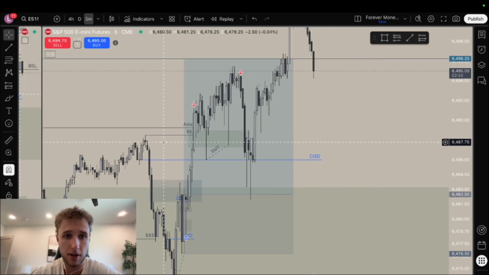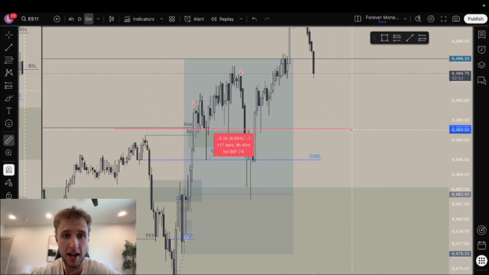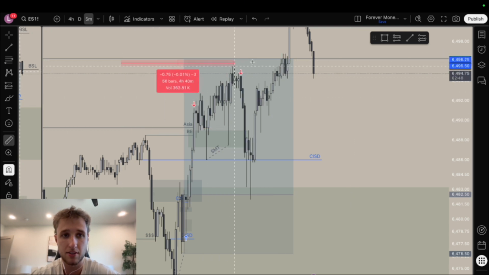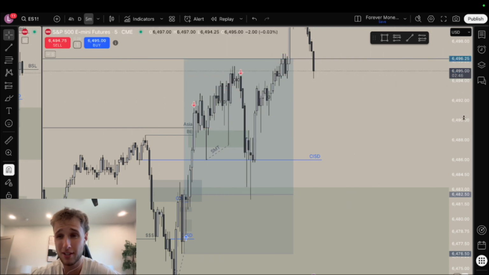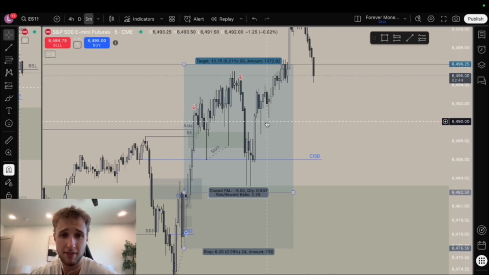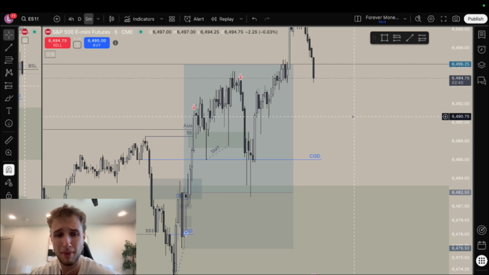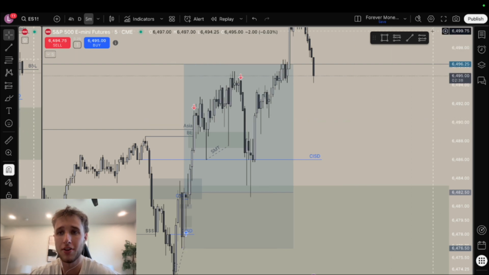Here they are. So I took my first position off at Asia and moved my stop to break even. And then my second position off, I was going to take out this external buy side level, but I was in this trade for like over 2.5 hours. So I just decided to take it off a little bit before. But I'm up around $1,000 on the day.